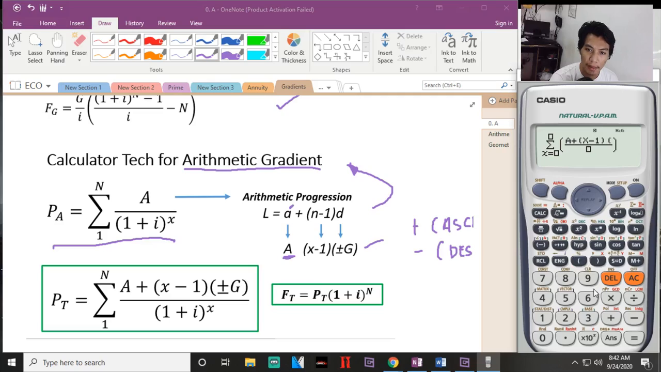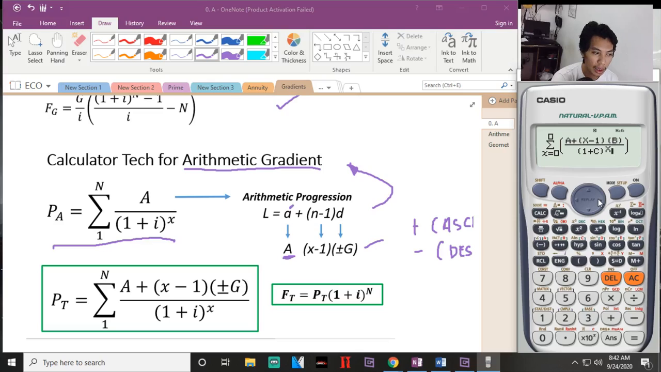Tapos multiply mo. Plus or minus. Kapag ascending plus, kapag descending minus. Ilagay mo alpha B. Wala ka naman kasing G dyan. Okay? And then, yung baba, as is, 1 plus, ilagay mo yung interest rate. Ilagay natin, alpha C, si interest rate, raised to alpha X. And then, as is na yon.